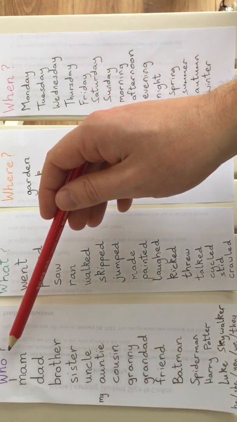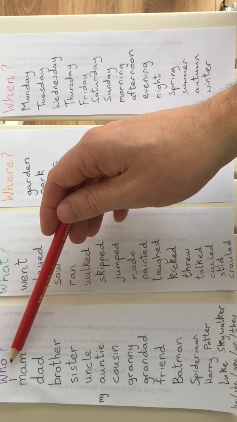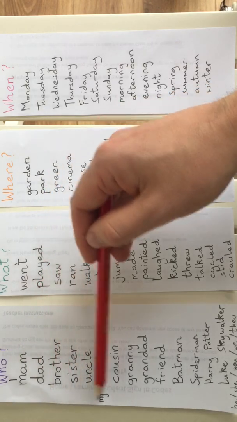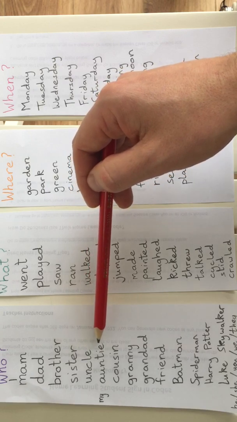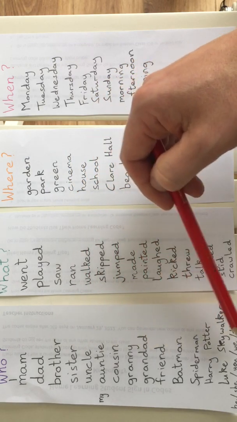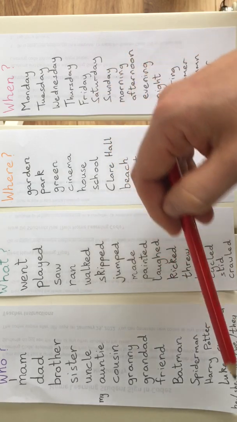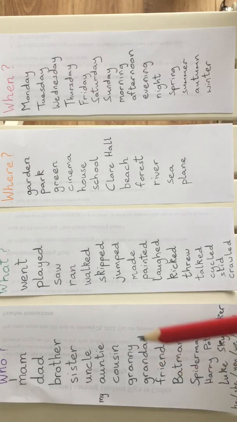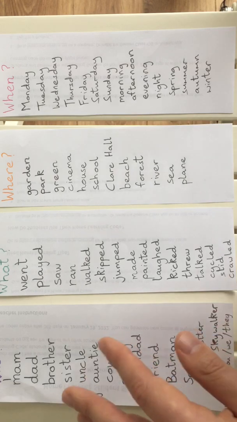So we've got lists of who. So who did something? I, my mum, my dad, my brother, my sister, uncle, auntie, cousin, granny, granddad, friend, and then I got the silly ones down here: Batman, Spider-Man, Harry Potter, Luke Skywalker, and then I put other ones down the very bottom here, just squeeze them in: he, she, you, we, and they. So these could be your sentence starters as well.